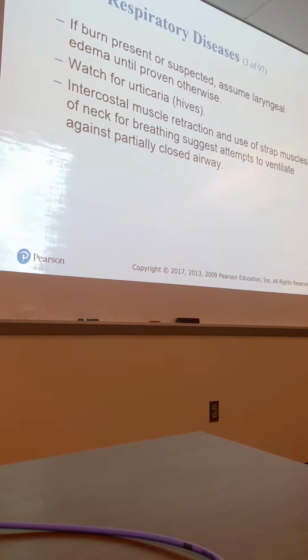Okay, if the burn is present, we talked about that. Watch for urticaria. There are several drugs that cause angioneurotic edema. Most common are ACE inhibitors. I've seen a lot of those, anything that ends in PRIL, like Accupril, Benazepril. Any of those are ACE inhibitors, and they affect the enzyme that can cause angioedema. So people will end up with big swollen lips, swollen airways.